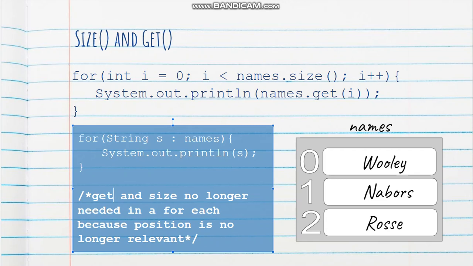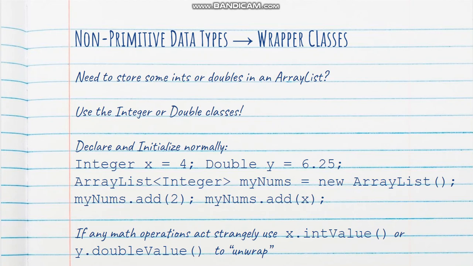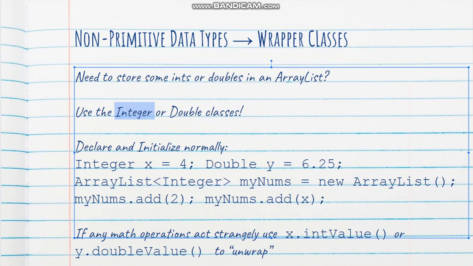Okay. So that's size and get. You can still use for each. All right. Non-primitive data types. We're coming back to this. So we can't use int or double. We cannot make an ArrayList for ints. We cannot make an ArrayList for doubles, but we can use Integer with a capital I and Double with a capital D.